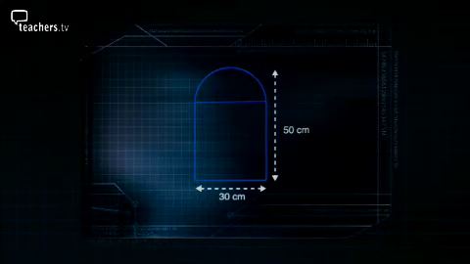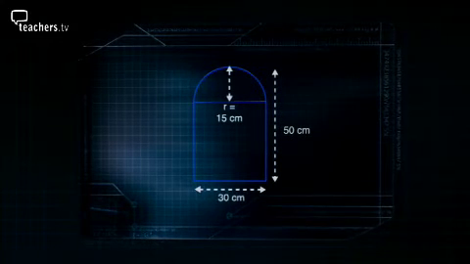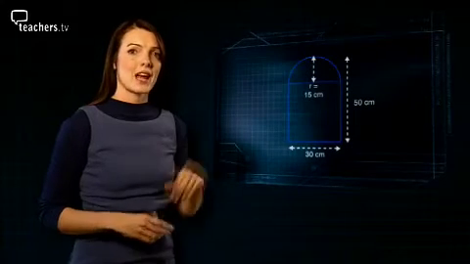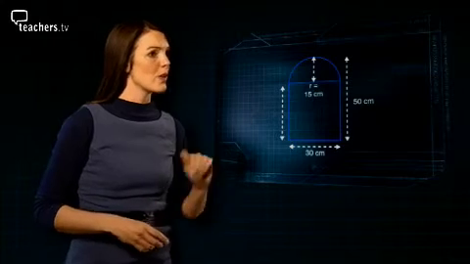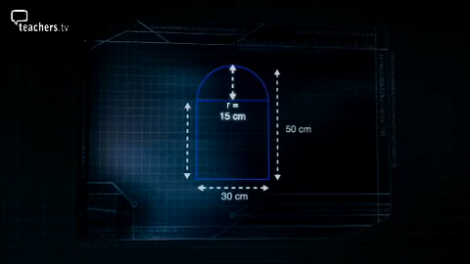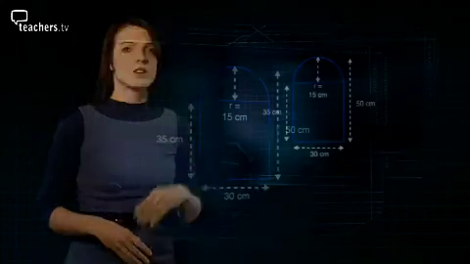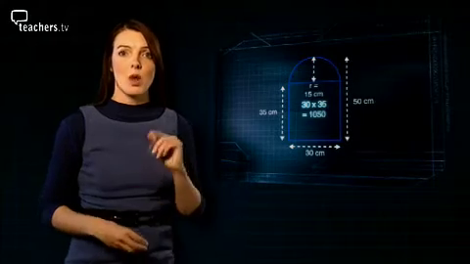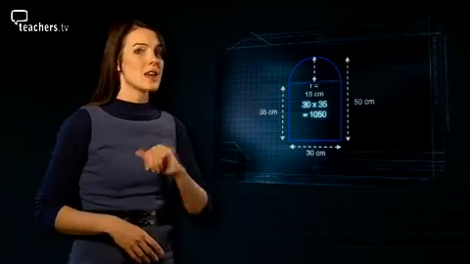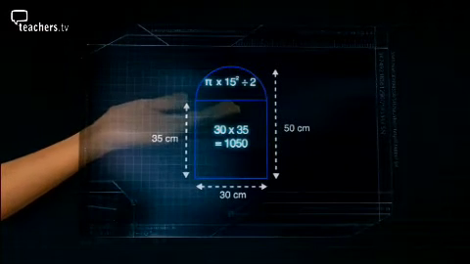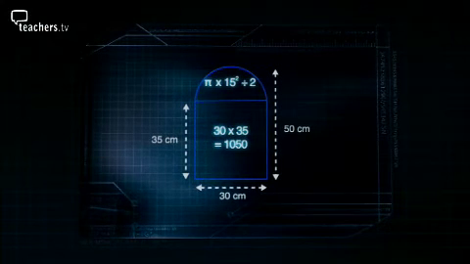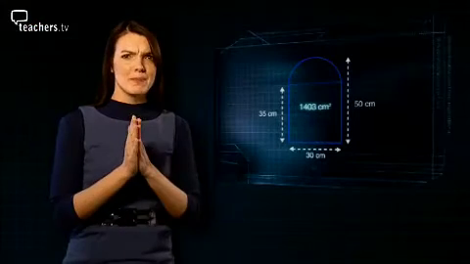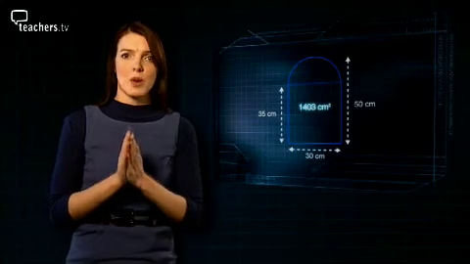We know that the radius of a circle is half the diameter. So with the semicircle, that means that it's 15 centimetres tall. But to work out the height of the rectangle, let's just take the 50 centimetres, take away 15, and that gives us 35 centimetres. So now we can work out the area of the rectangle, which is 30 by 35, and that gives us 1,050. And with the semicircle, its area is pi times 15 squared divided by 2, which is approximately 353. So that means the total area is about 1,403 square centimetres.